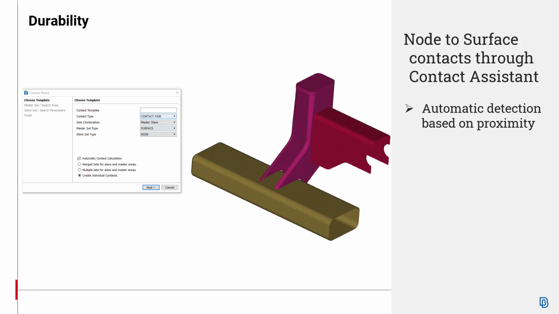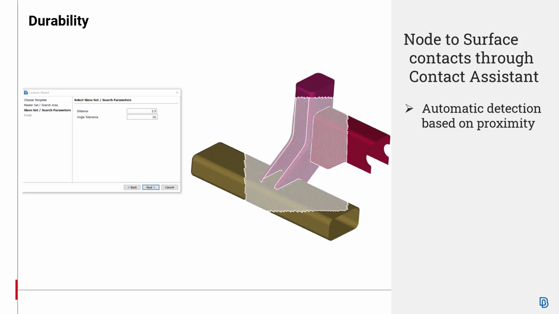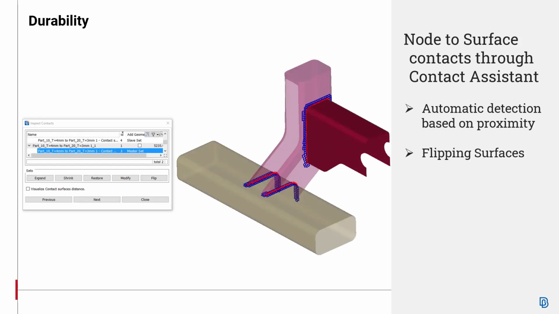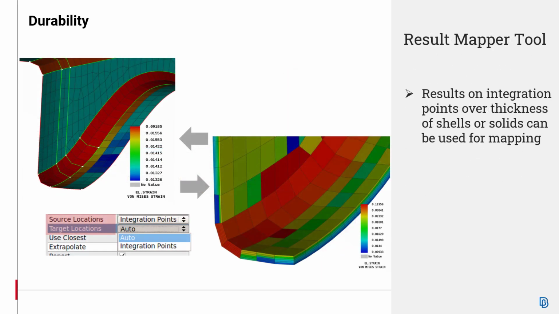Automatic detection of node-to-surface contacts through Contact Assistant is now available. The detection is based on proximity, which is applicable on T-junction areas. Flipping of primary and secondary surfaces is available, as well as inspection of the contents of surfaces.